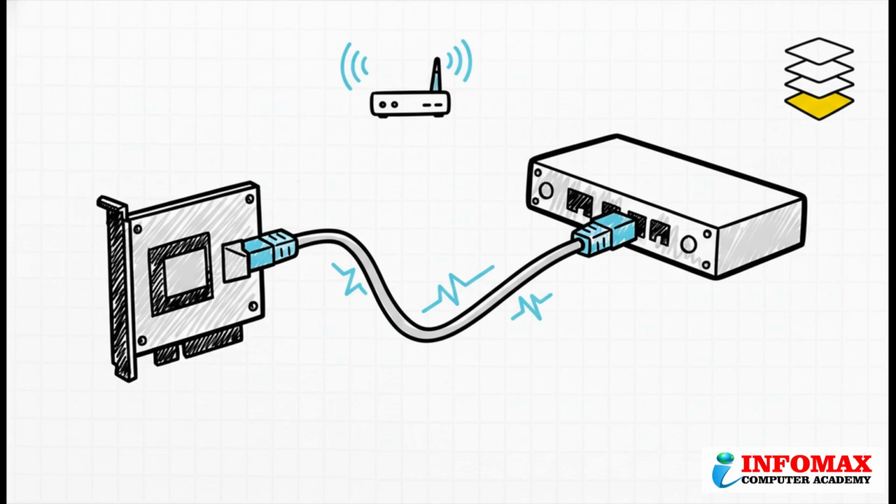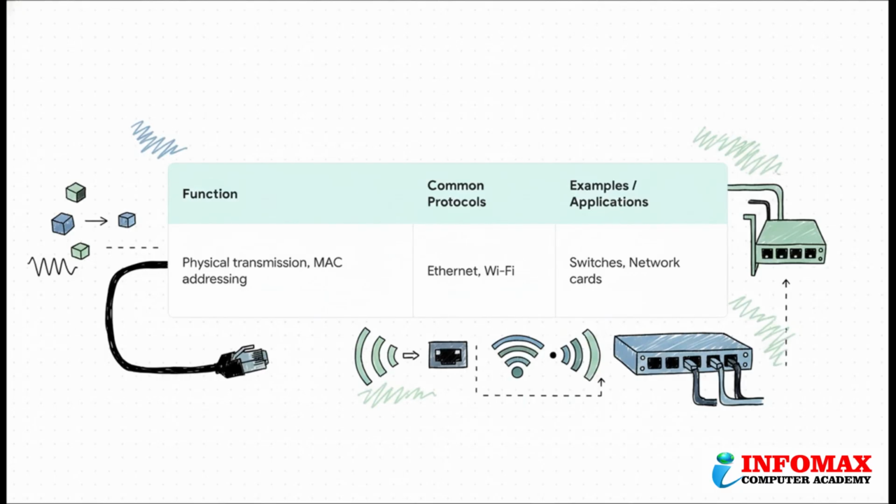And that's the job of our final layer, layer 1, the network interface layer. This is where the digital world becomes physical. This layer takes our digital packets and literally converts them into electrical signals to go down an Ethernet cable or radio waves for Wi-Fi. It's all about the physical hardware, like your computer's network card and the switches in your wall, that handle the actual sending of data.